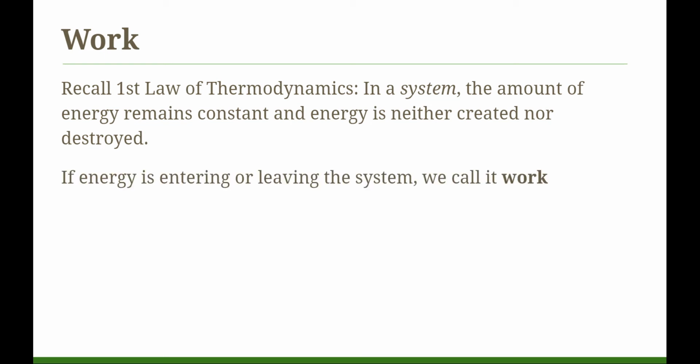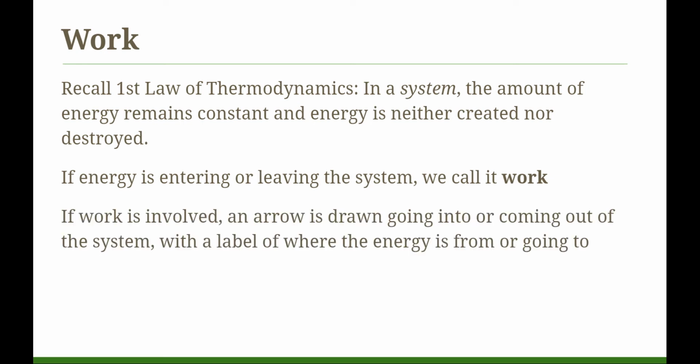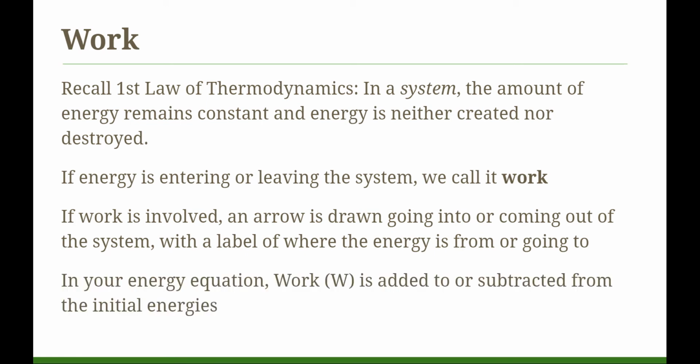If the energy is entering or leaving the system, like we said before, we now define that as work. So that's just energy that enters or leaves our system. If work is involved, we want to put an arrow drawn going into or out of that O, the system, and we want to label where is the energy coming from or where is it going to. Then, for our energy equation, we always put work on the left-hand side, so we either add it or subtract it from our initial energies on the left.